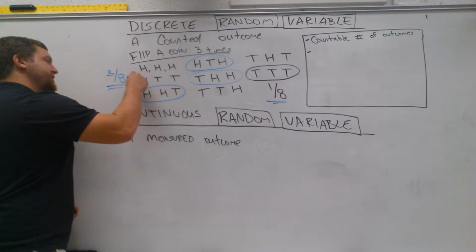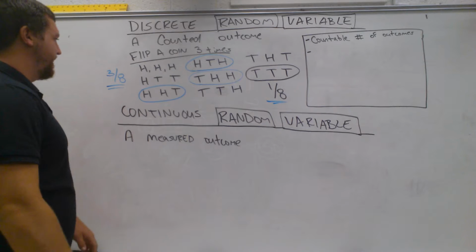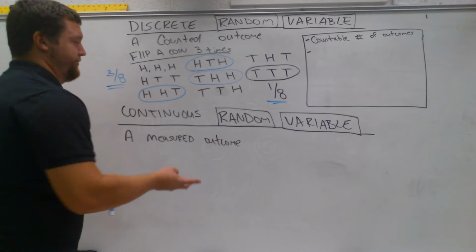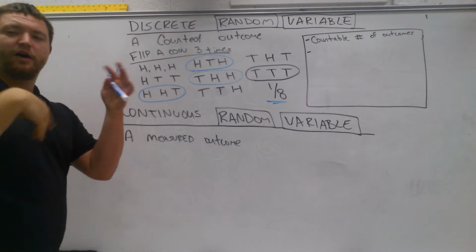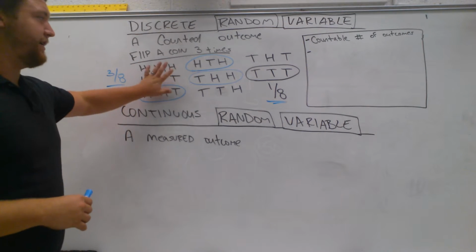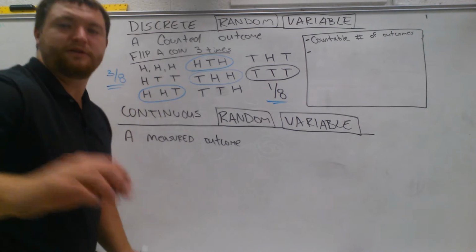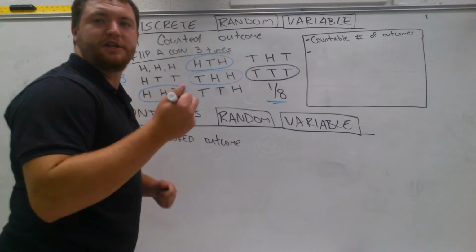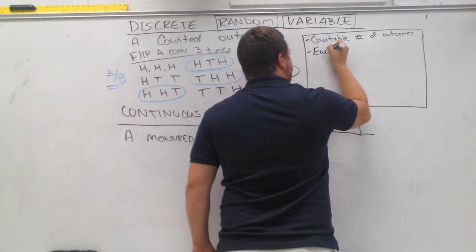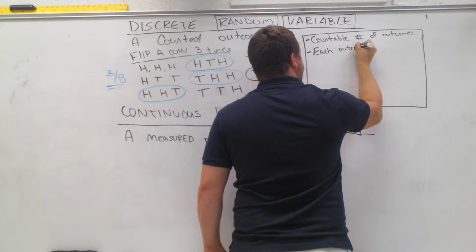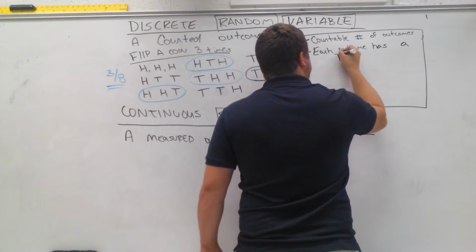If I ask what are the chances of getting heads, heads, heads, 1/8. Chances of getting heads, tails, tails, 1/8. I can do what are the chances of getting 2 tails? 1, 2, 3. So I can find all these probabilities for these exact outcomes because I can count them and they're here. So your next bullet is each outcome has a probability.